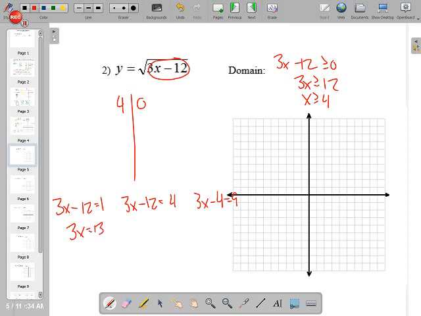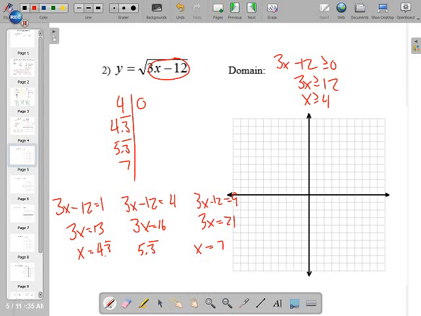Add 12, 3x equals 13. 13 divided by 3 is 4.3 repeating. Add 12, 3x is 16. 16 divided by 3 is 5.3 repeating. So 4.3 repeating, 5.3 repeating. Why is it 4? That should be 12. Oh, I wrote 4 over there. 3x minus 12. Add 12. 3x is 21. x is 7.